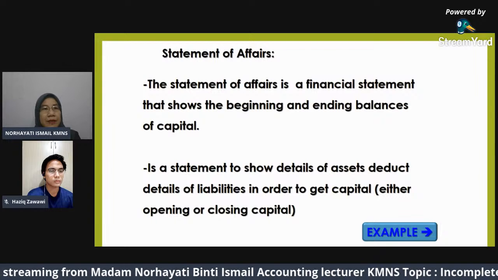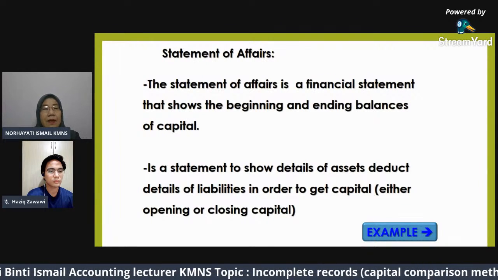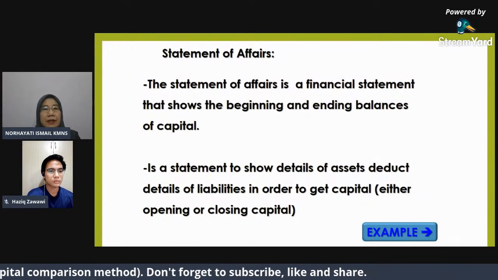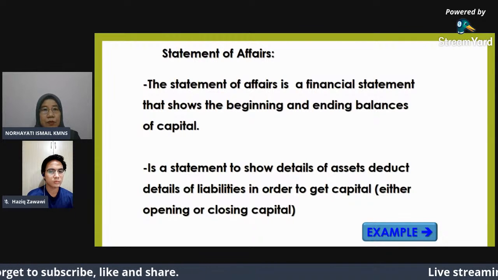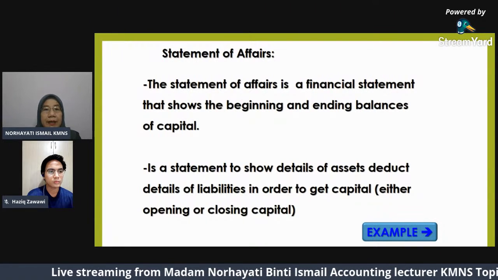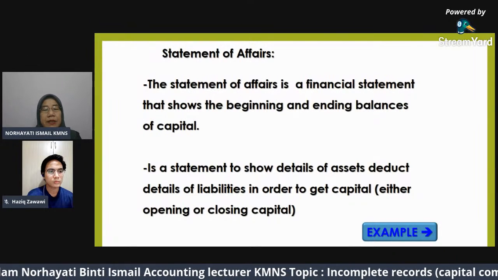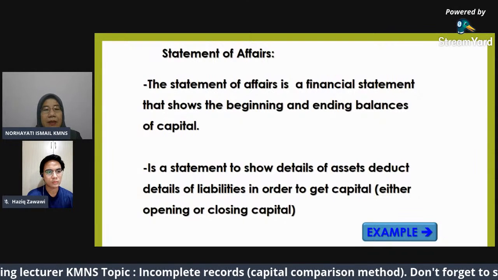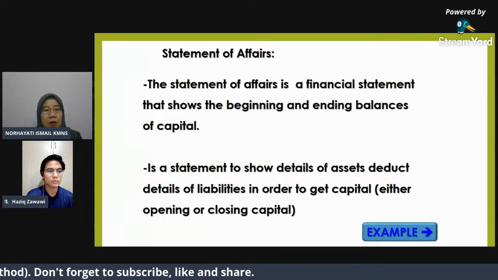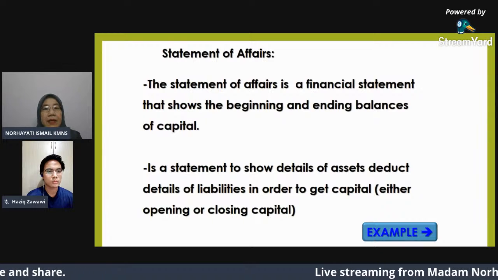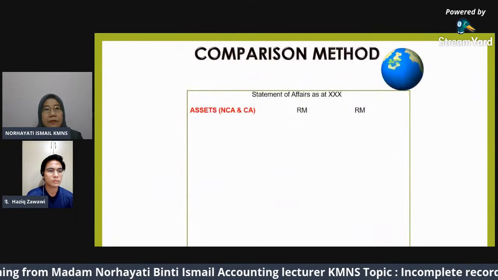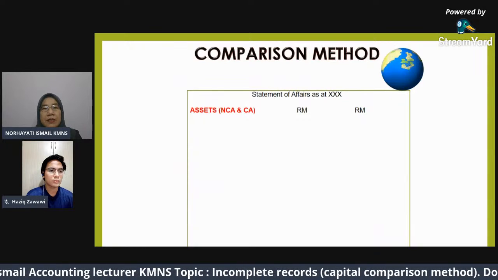For incomplete records, we must relate to the statement of affairs. The statement of affairs is a financial statement that shows the beginning and ending balance of capital. It is a statement showing the list of assets less the list of liabilities. Then you will get capital, either opening capital or closing capital. So this is the comparison method using the statement of affairs.